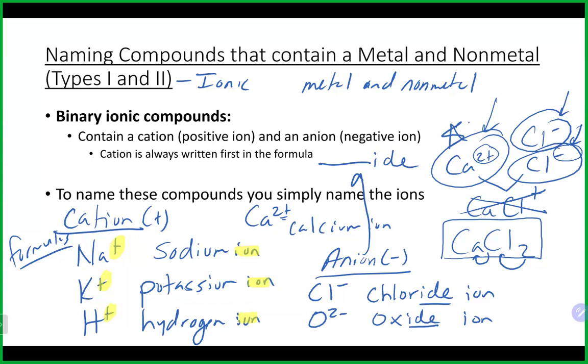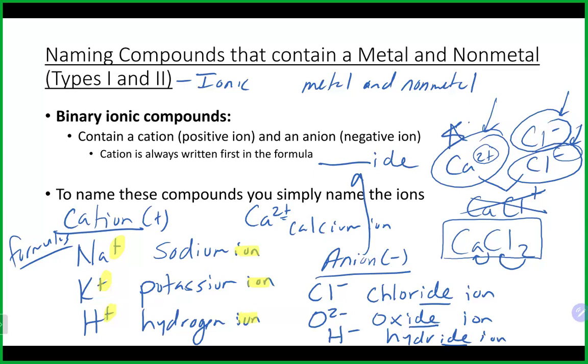One of the special properties of hydrogen is that it's the only element that can kind of go both ways. It could be positive in certain situations. It could also be negative in certain situations, and that would be the hydride, IDE at the end of it, ion. So hydrogen is the only one that could go both ways, positive or negative.